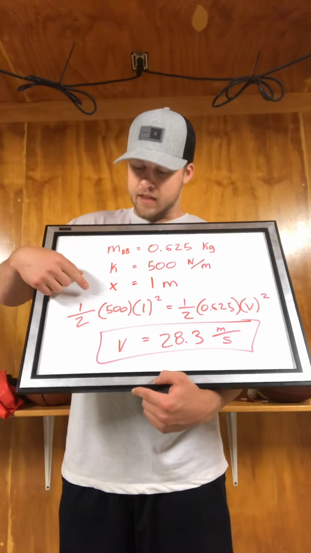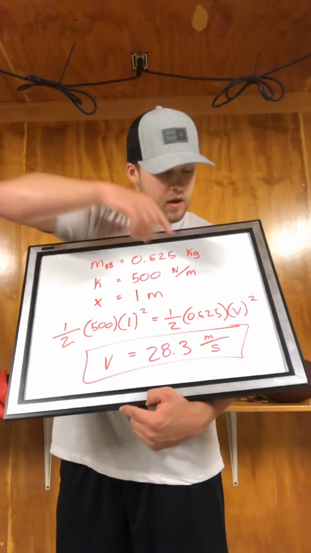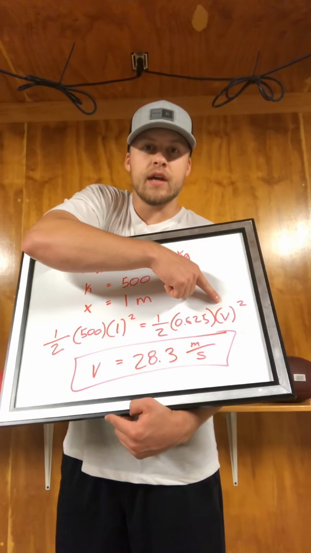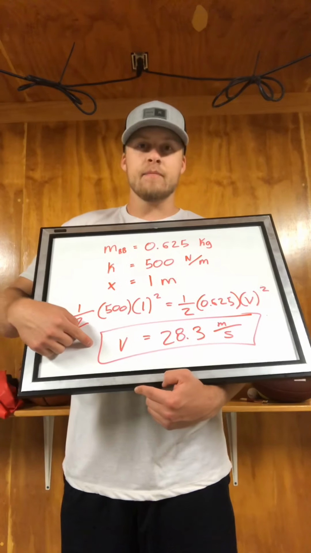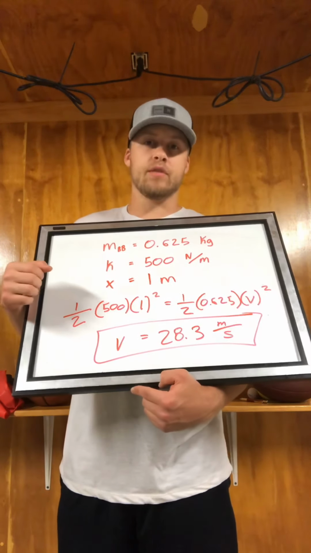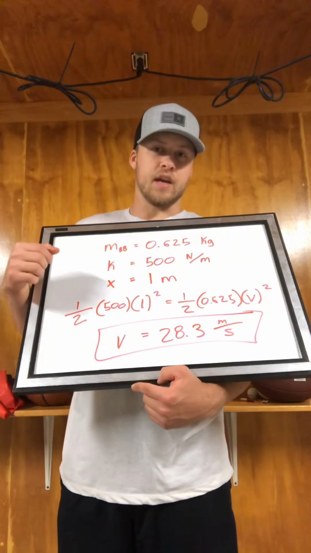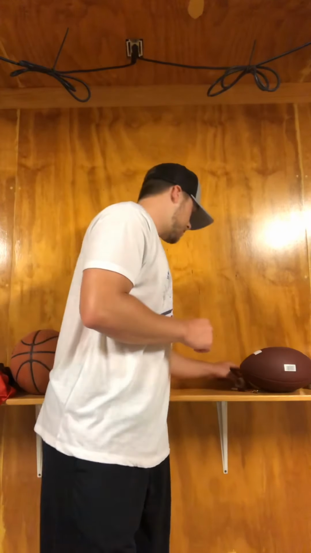we would set the potential energy and the kinetic energy equation equal to each other. Notice how our only unknown is the v. Solving for v, we found that the velocity leaving the resistance band was 28.3 meters per second. Now we're going to compare it with the golf ball and see the difference.